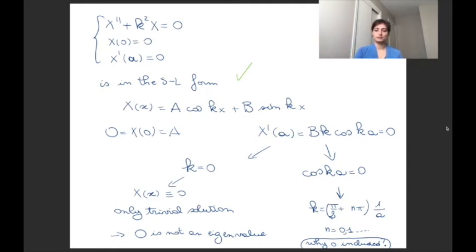k is 1 over a times (pi half plus n pi), where n needs to go from 0 to all the natural numbers. Why is 0 included in this case? Try to check and think about what different formulas would or would not include 0.